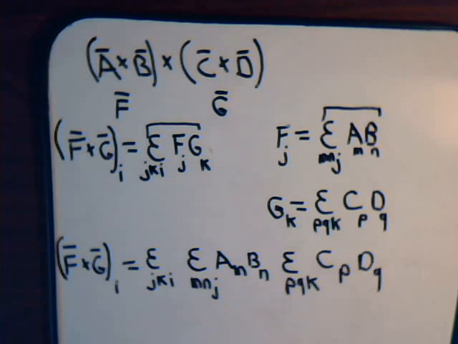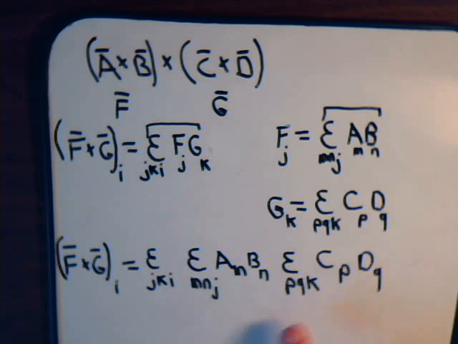So this is what we have right now. Here we have 1, 2, 3 permutation symbols to deal with. And let's see, how can we arrange this? We have here epsilon jki, epsilon mnj, and epsilon pqk. Now, there's different ways that we can go about this. There's no hard and fast rule here.